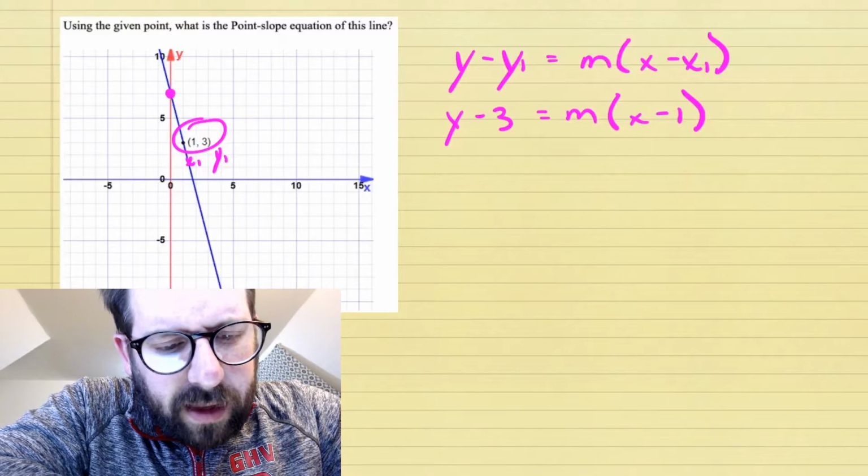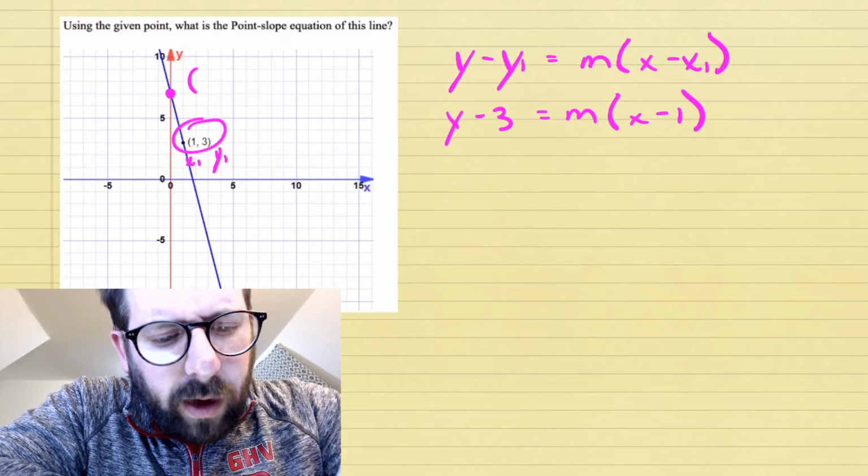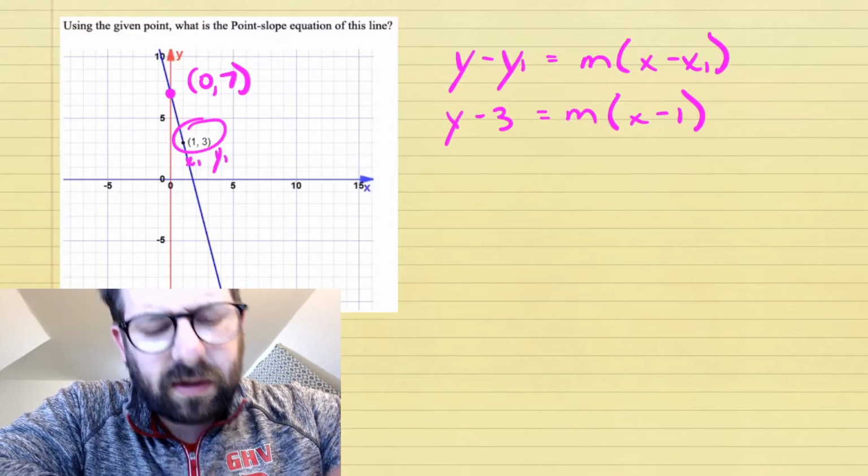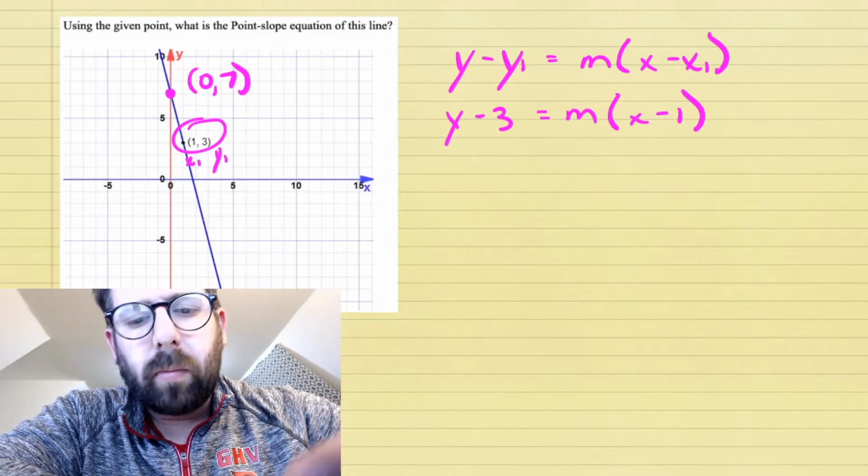Now I need to pick a different dot down the road. This dot looks really nice. Let's pick that dot. Oh, what is that? 0 right and left, up 7. That's a nice dot. Let's use that one to find the slope.